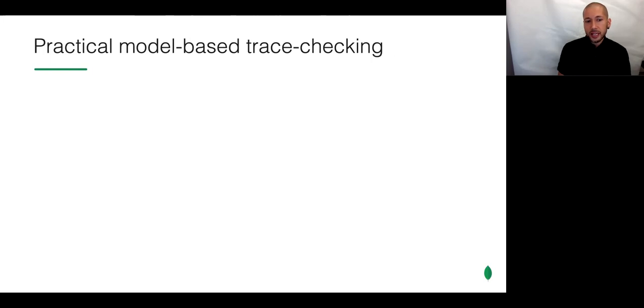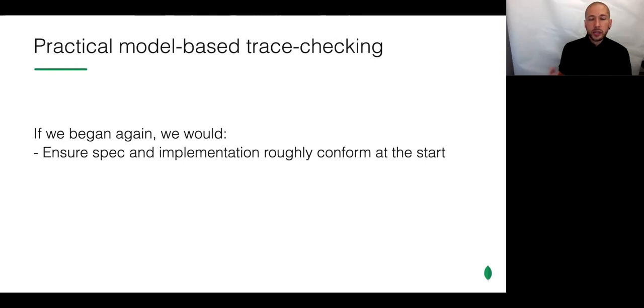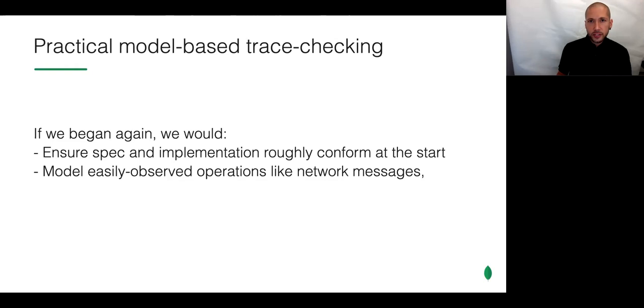I still think that model-based trace checking is practical and a useful technique. And I hope that some of the lessons that we learned would be useful to make it practical. If we'd started again, we would have ensured that the spec and the implementation conform to our knowledge. We would have fixed any discrepancies. And if trace checking found additional discrepancies, we would have stopped and fixed those either by changing the implementation or by changing the spec. The other thing we would have done differently is we would have modeled easily observed operations like network messages, rather than some internal state that requires locking and snapshotting. If we had rewritten the spec in those terms, it would have been a lot more like the original Raft spec and a lot easier to trace check.